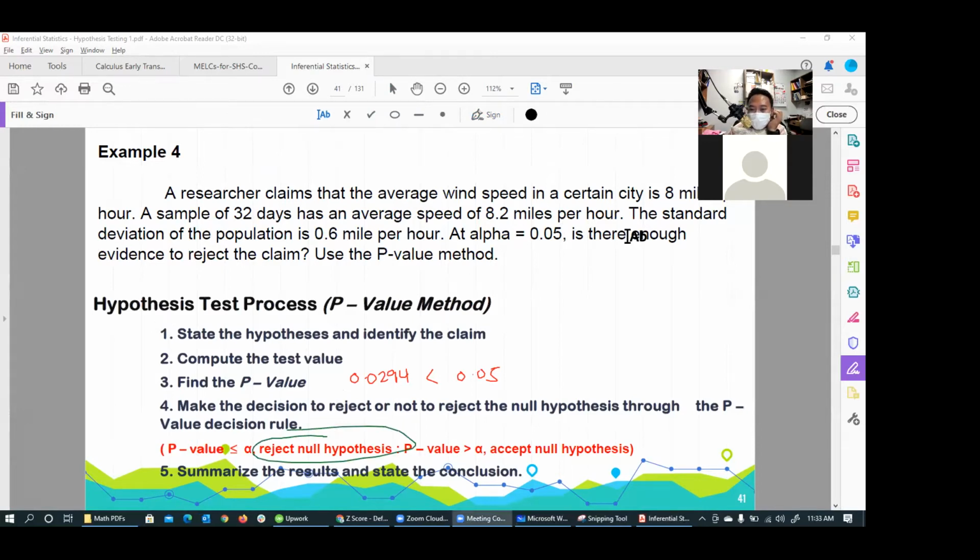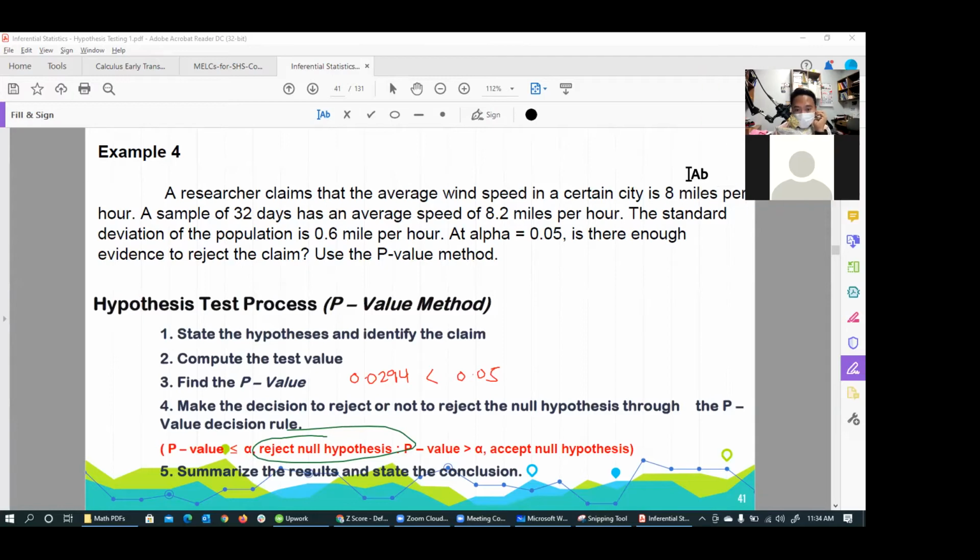So, the null hypothesis of Burden earlier. Where was that? Let me scroll up in the chat box. Okay. To reject the null hypothesis, in other words, is to accept the alternative. So we can conclude that the average wind speed in a city is not equal to 8 miles per hour. Got it?